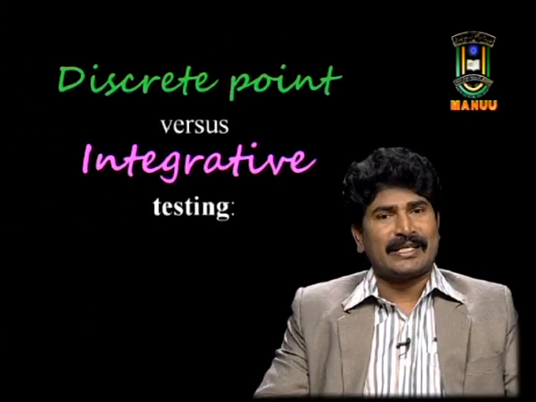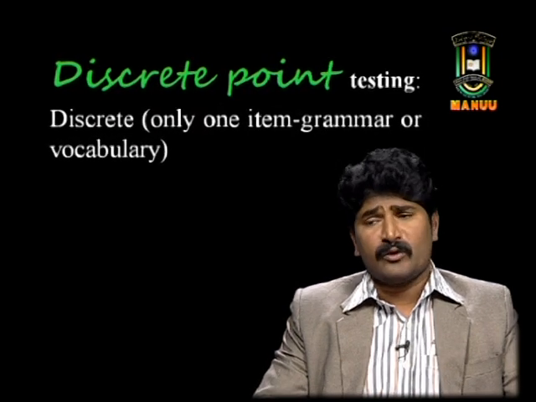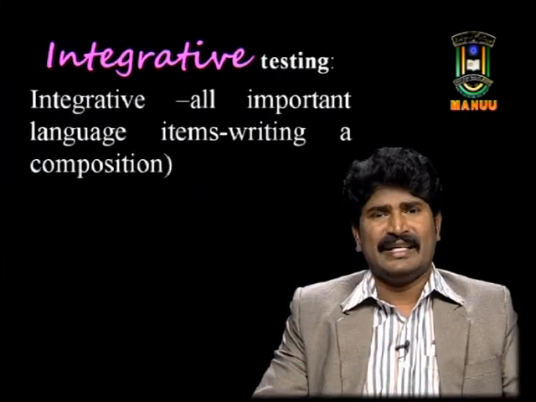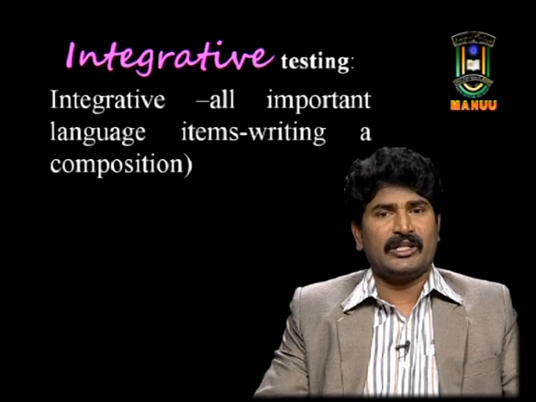And discrete point versus integrative testing. Discrete, only one item, grammar or vocabulary. Students, I want you to understand that when you talk about discrete point, it focuses on only one language item, like grammar or vocabulary, but you cannot focus on too many things. But when you talk about integrative testing, it focuses on all the language items, like writing a composition. In writing a composition, we check all the grammar, vocabulary, and even other language items. So this is the major difference between discrete point and integrative testing.